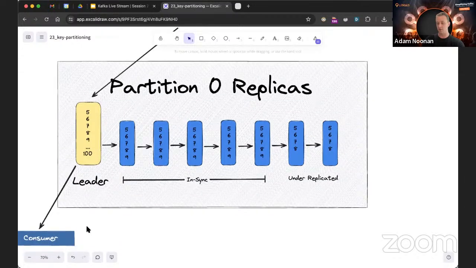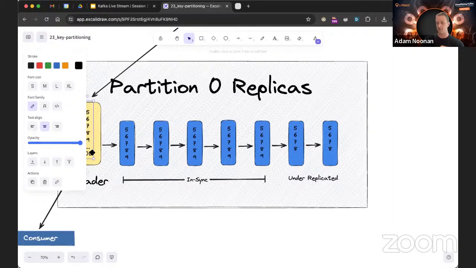We also have a consuming application reading from that partition. And then we have that data being replicated out across the cluster. Again, that exact same data. Since the most recent message was message 9, we would say that these partitions are in sync. They're up to date. They have the exact same data that the leader partition does. And these replicas, which are still catching up, we would call under-replicated.